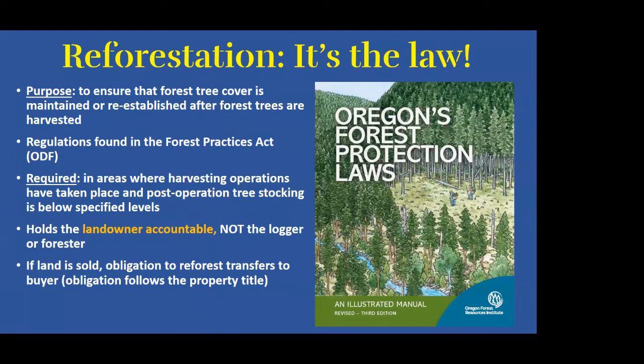The purpose of reforesting is to make sure that tree cover is maintained or reestablished after a harvest has occurred, or when the stocking level is below the level specified in the Forest Practices Act for seedlings, saplings, and trees. This depends on the quality and productivity of your site, or site class is what that's called. But in general, in Western Oregon, which I'm going to be talking about today, the minimum stocking is 200 trees per acre. And it needs to be well distributed, in other words, not clumped.